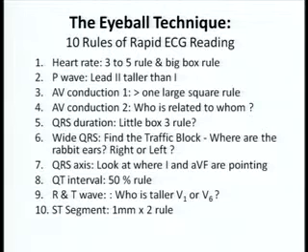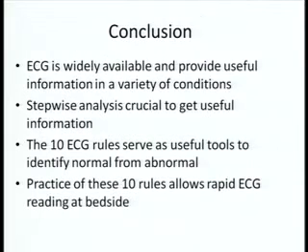identify what is normal or abnormal. Heart rate 3 to 5 and the big box rule. P waves, lead 2 taller than lead 1. AV conduction 1, large square rule. AV conduction 2, who is related to whom? QRS duration, 3 little box rule. Find out in wide QRS where is the traffic block. Look at the rabbit ears. QT interval, the 50% rule. R and T waves, who is taller? Abnormality, you can look at V1 and V6. And ST segment, the 1 mm into 2 rule, and there you are. You have finished your ECG reading.